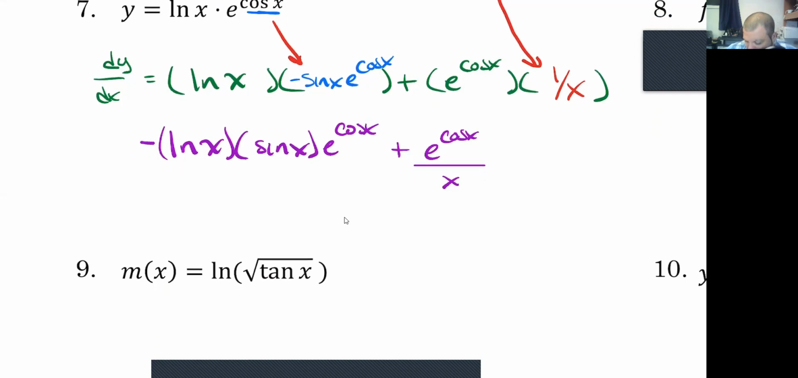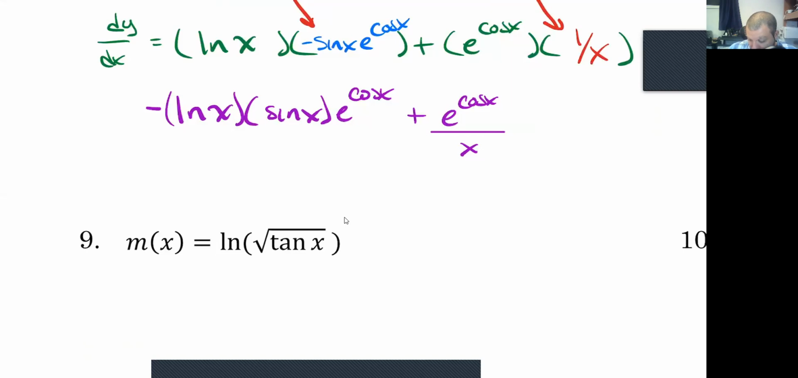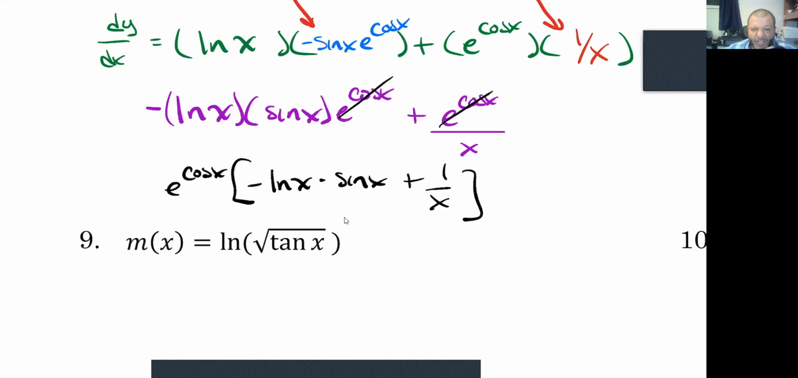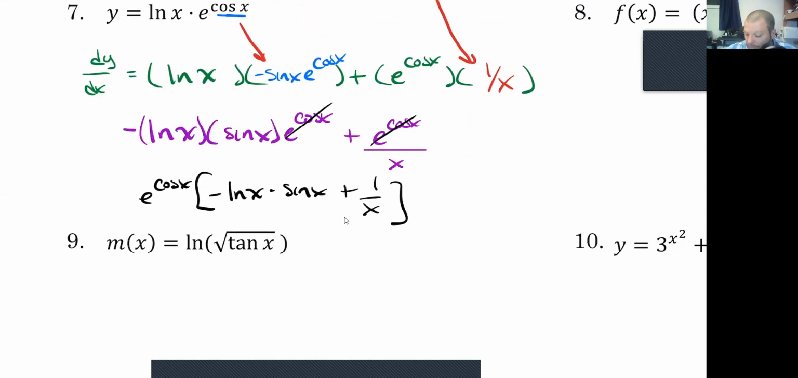Whenever you have exponentials, if you want, and if you don't want, I don't care, you could always pull the exponential out, right? We'd have negative natural log of x times the sine of x. This e to the cosine got pulled out. This e to the cosine, whatever, got pulled out. So you could also just write it like that if you wanted to, like, I don't know, impress your friends. So I'll do the next 3 in the next video.